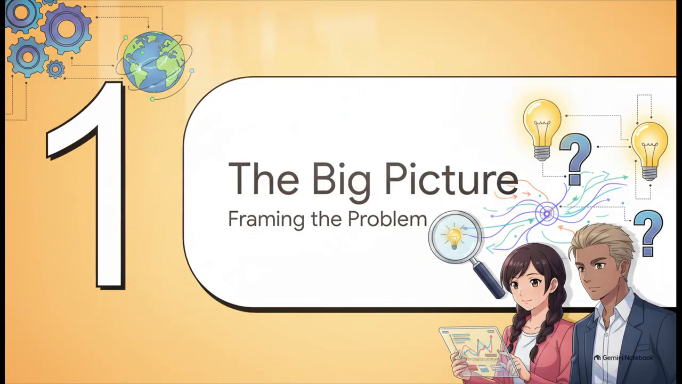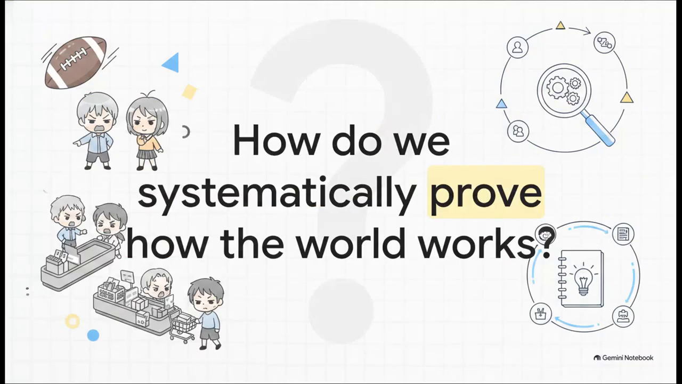Section 1. The big picture. Let's frame the problem. So here is the fundamental question we are trying to answer. How do we systematically prove how the world works? Because we all have theories, right? You probably have a theory about why your favorite sports team keeps losing, or why the line at the grocery store always seems to slow down the exact second you join it.